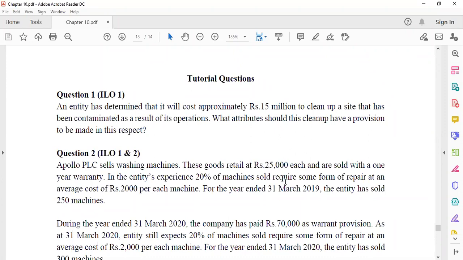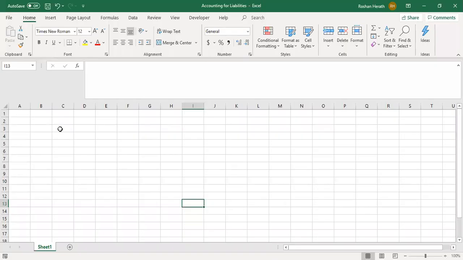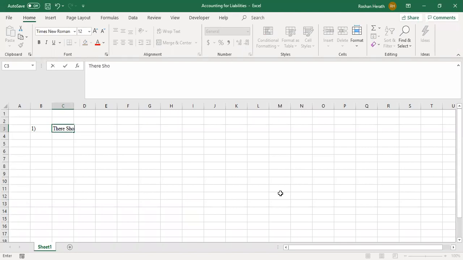So the first condition is that, in order to make a provision, there must be a present obligation, isn't it? In order to make a provision, there are certain conditions. The very first condition, we call it, there should be a present obligation. There must be a present obligation.